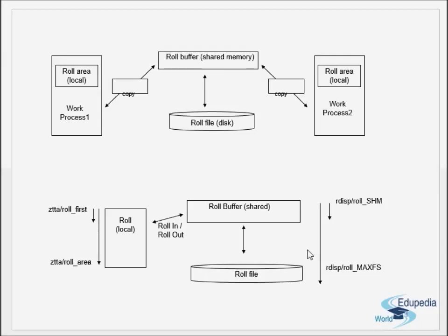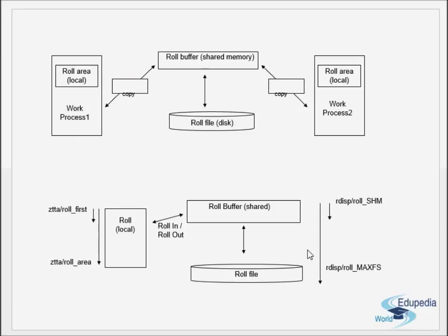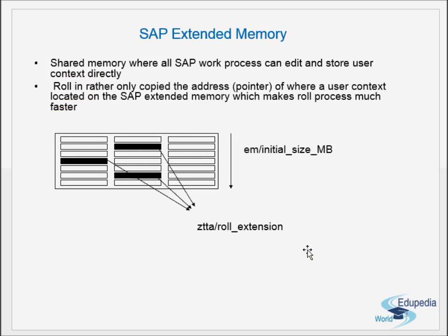So this is about role area. We have 2 types of role area, local and shared, and the parameters and how the user context is switched. Now the next one is the SAP Extended Memory, the shared memory where all SAP work processes can edit and store the user context directly. Roll in only copies the address or the pointer of where the user context is located in the SAP Extended Memory, which makes the roll process much faster.